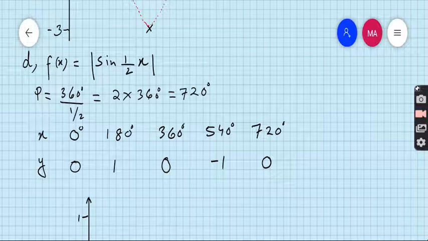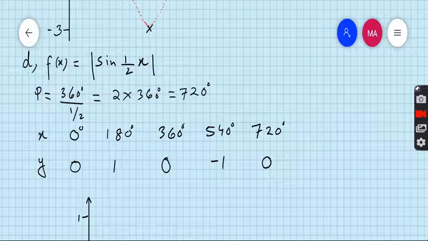First we have to find the period, because the period is not 360 degrees. How to find the period? Write 360 degrees upon the value of b. The value of b is the coefficient of x, that is 1 upon 2. So 360 upon 1 upon 2 is 2 into 360 degrees, that is 720 degrees. Now the period is 720 degrees, so we have to take 180 degrees interval in order to get y values of whole numbers. So for x, sine 1 upon 2 into 0 is 0.